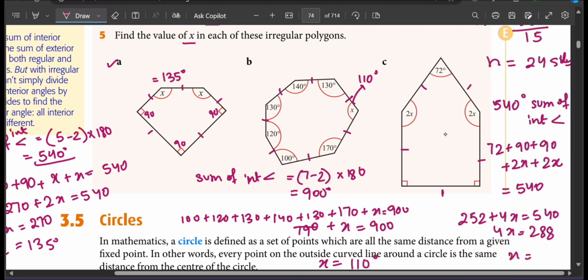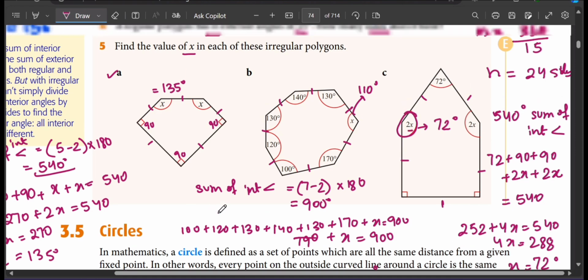And that's what they have asked as well. They did not ask for the final angle, they asked for the value of x. So this is how this entire chapter will finish, like this exercise 3.7.